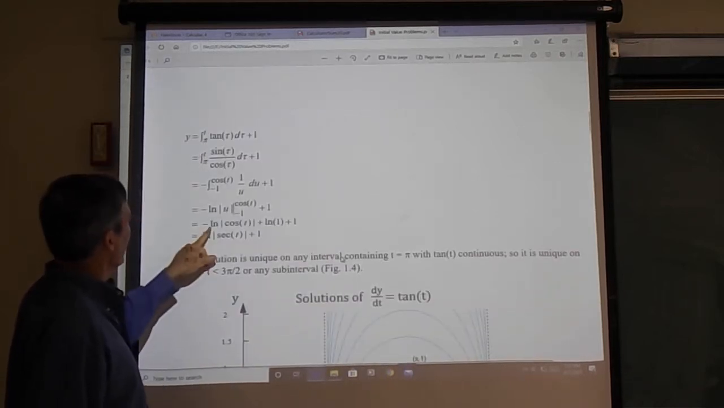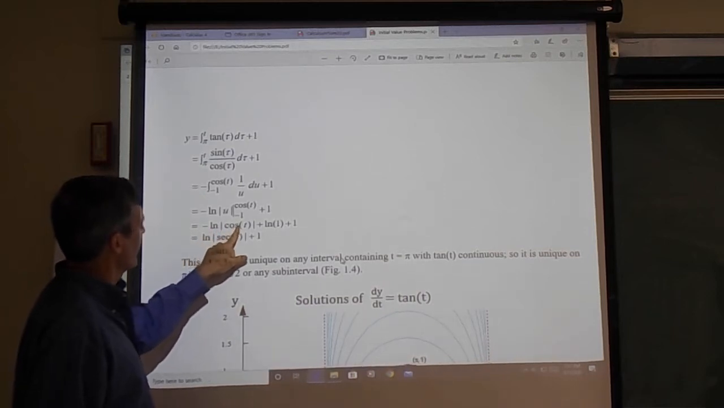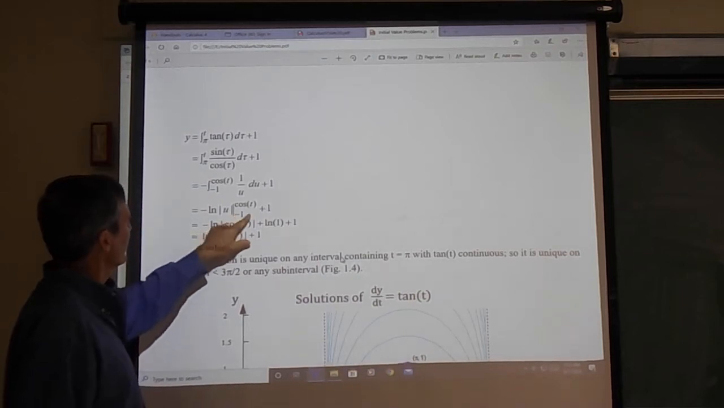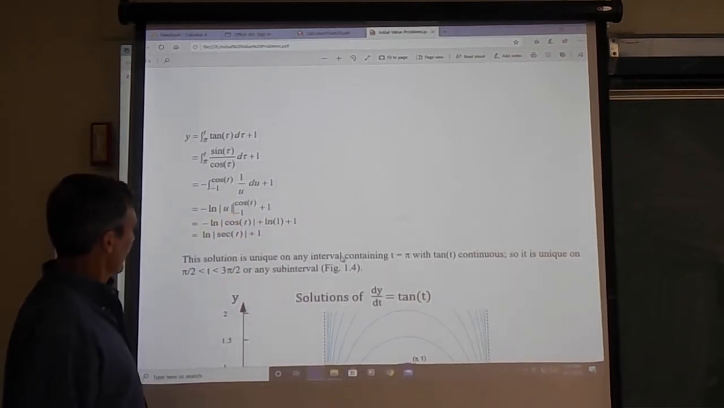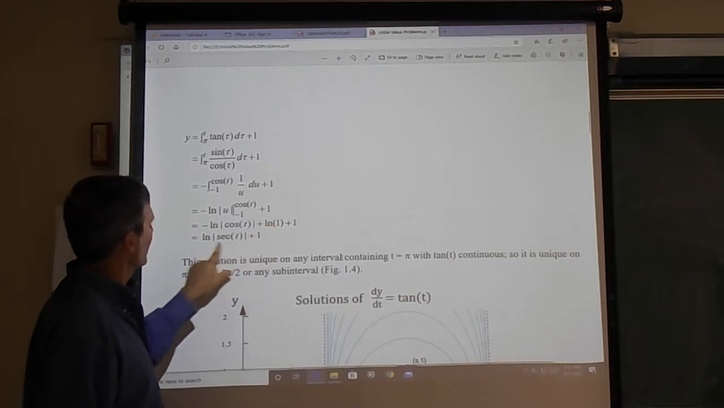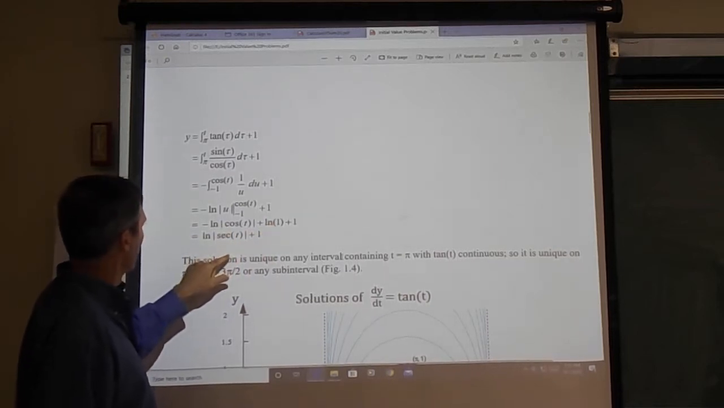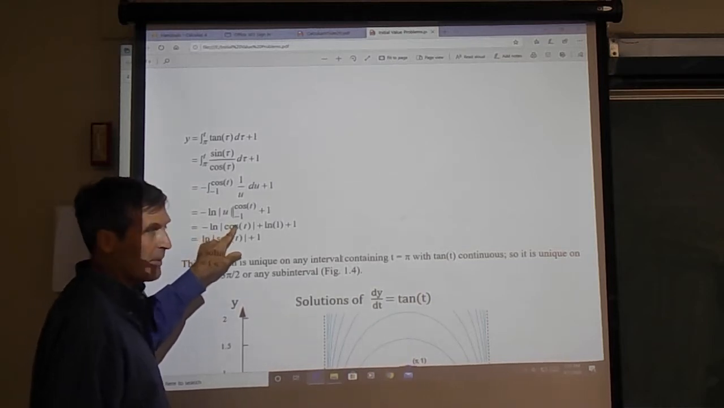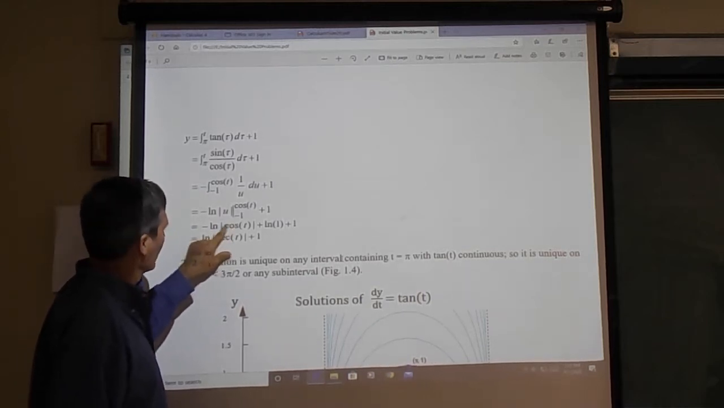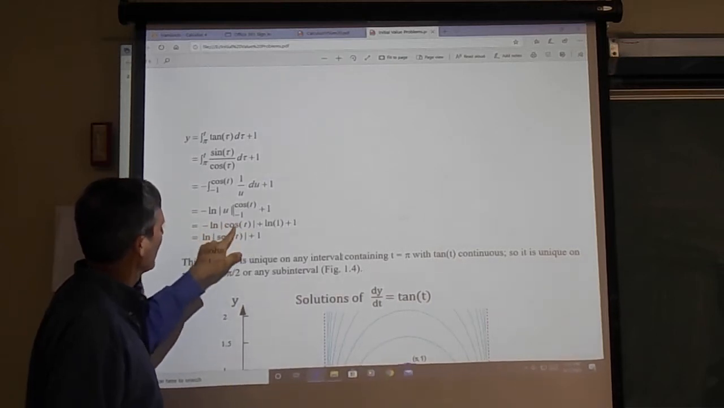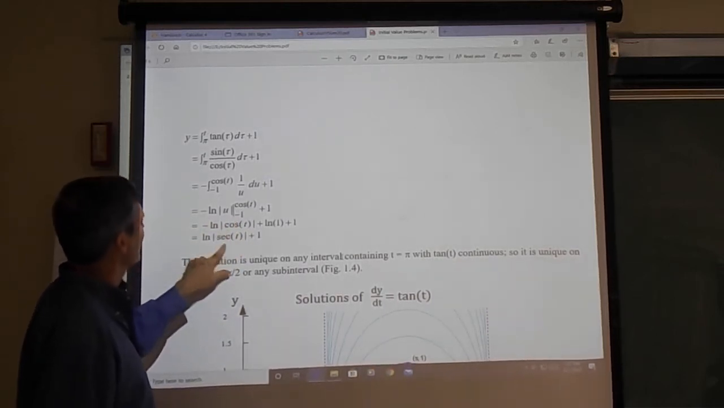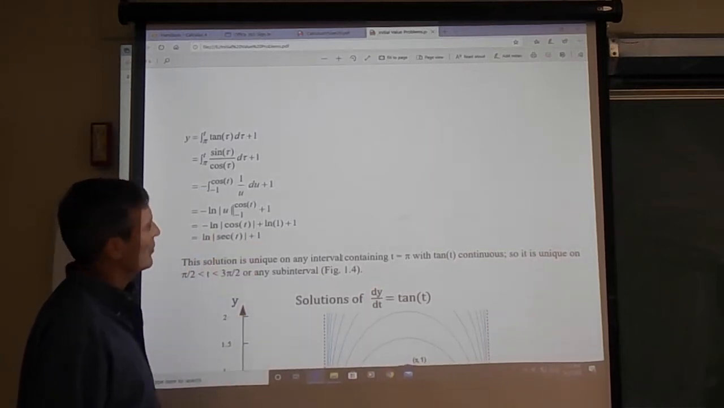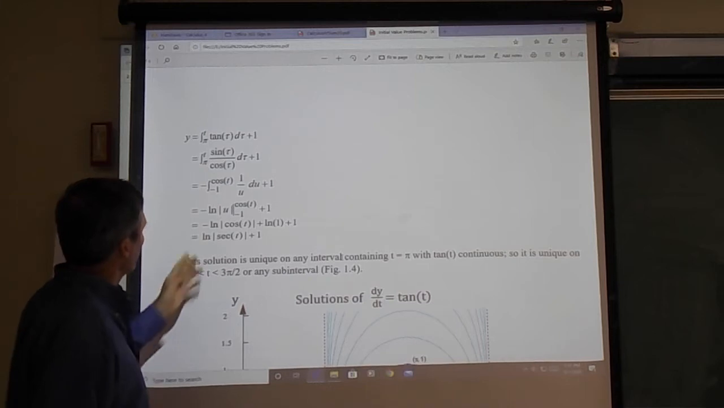And so what we get then, we get minus ln of absolute value of cosine t plus ln of absolute value of minus 1, being 1. Ln of 1 is 0, however, so minus ln of cosine t. Remember your properties of logarithms, it's the same as ln of cosine t to the minus 1, or 1 over cosine t, is secant t. This becomes natural log absolute value of secant t plus 1. There's how you solve that problem. This is the unique solution.